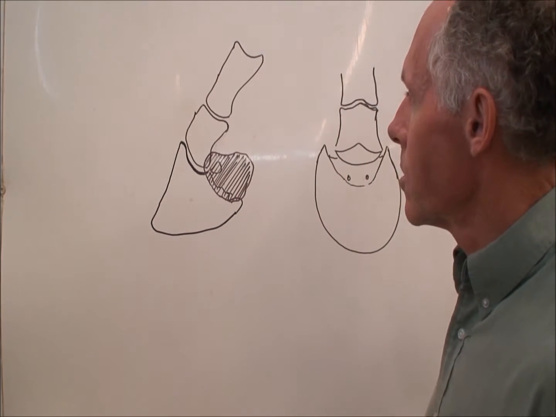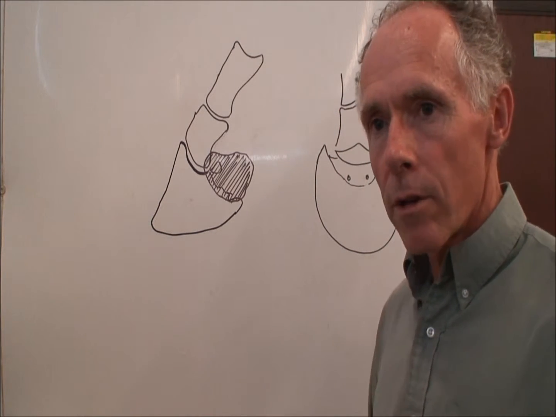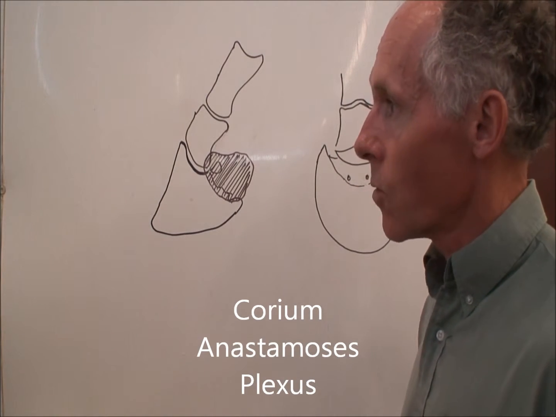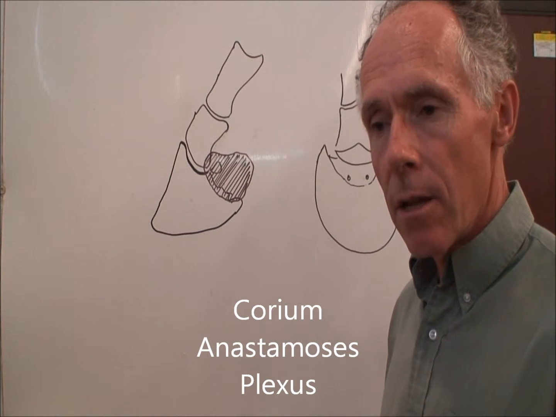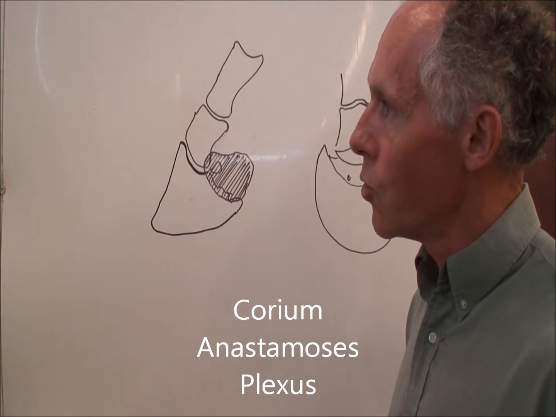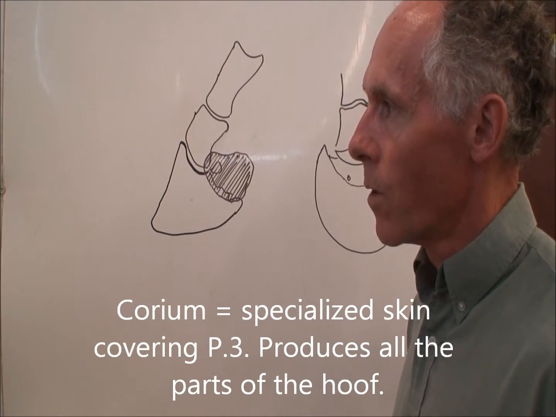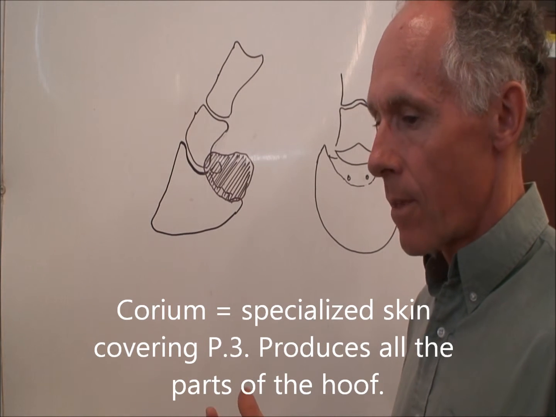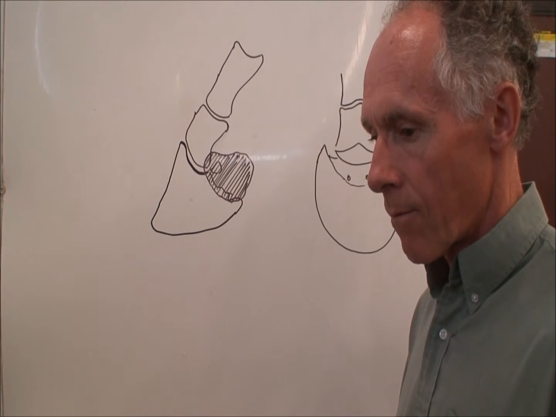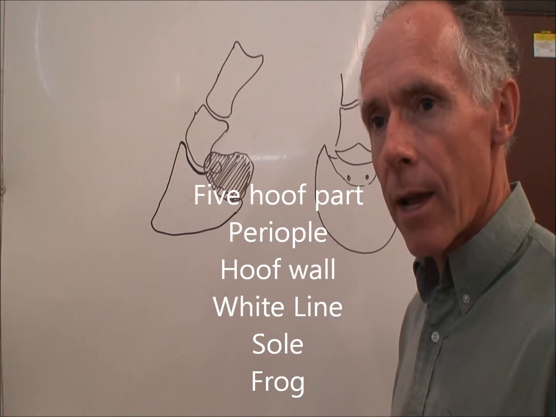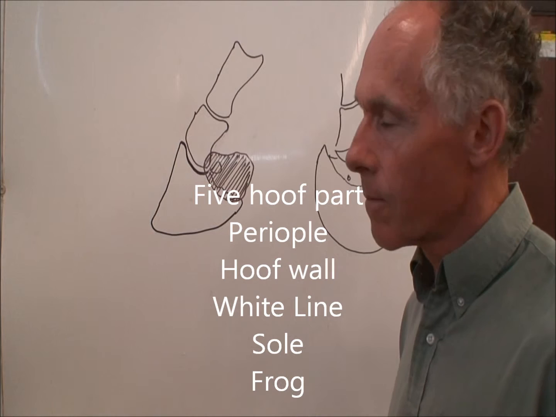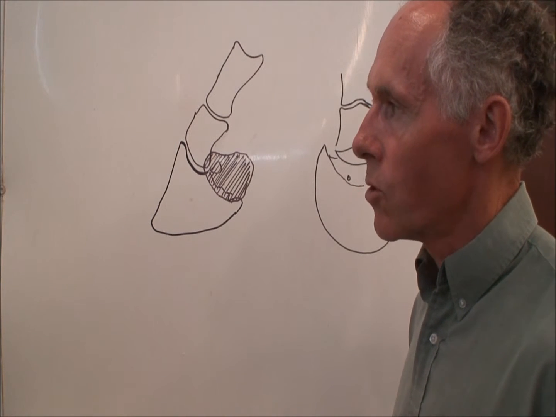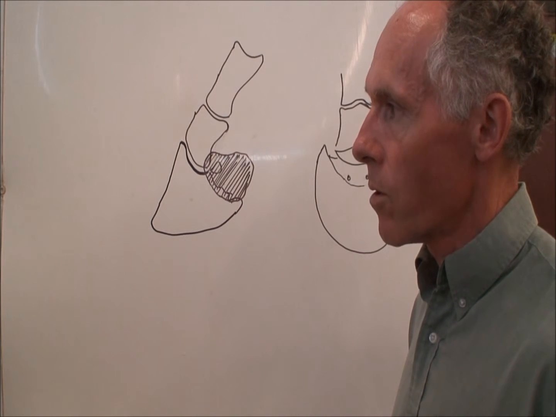So three other parts that we need to consider: corium, anastomosis, and plexus. Corium is the skin, the living skin that produces all the different parts of the hoof. There are 5 distinct parts to the hoof. You have the periople, you have the hoof wall, you have the white line, the sole, and the frog. Each of those parts is produced from a distinct area of corium.